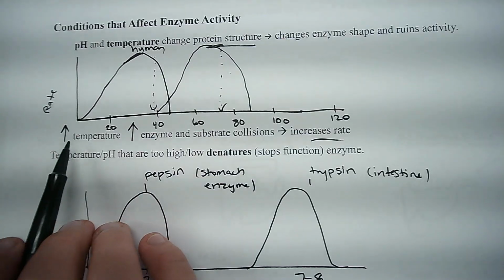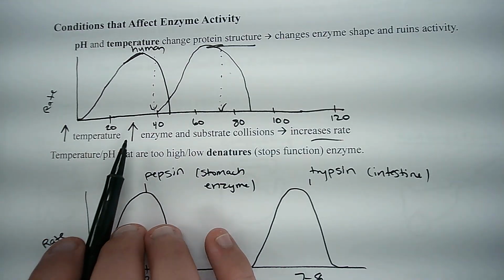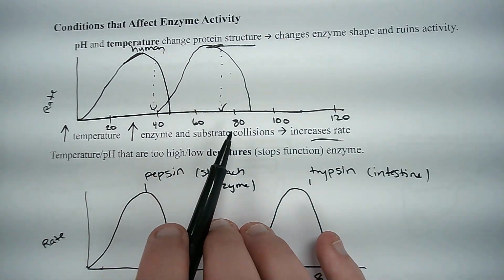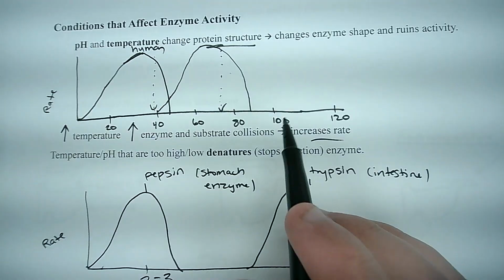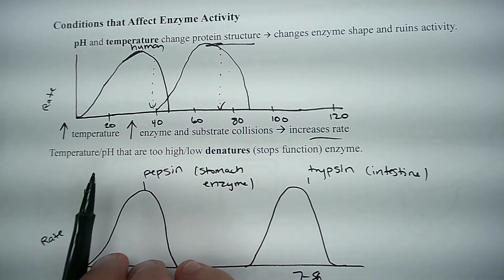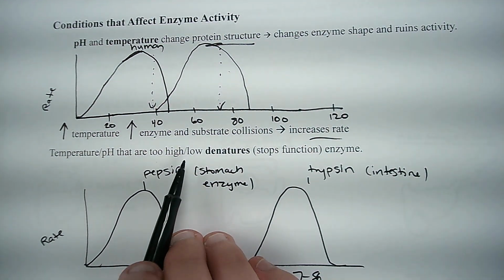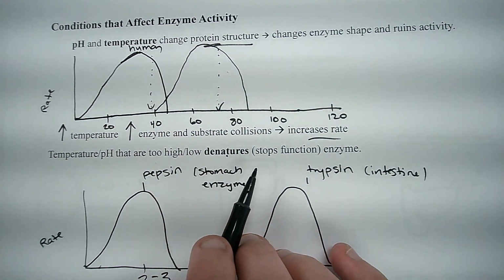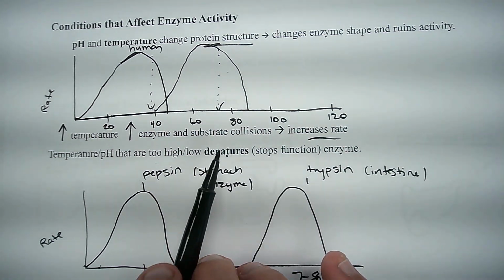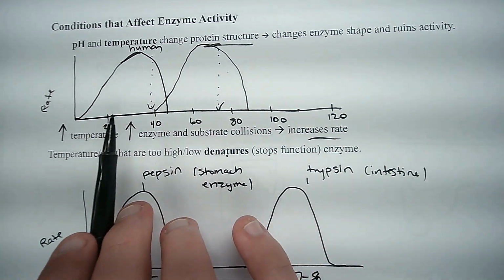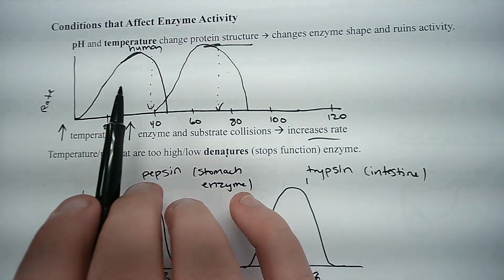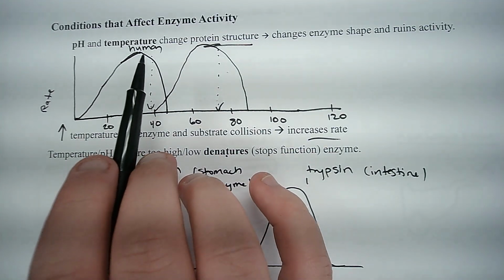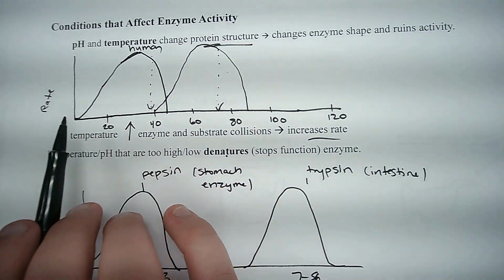In general, if you increase the temperature, not too high, the enzyme and the substrate start colliding more often, and that actually increases the rate. However, you can't go too high or too low in pH or temperature, because then that is what we call denaturing, or stopping the function of that enzyme. It ruins the protein.